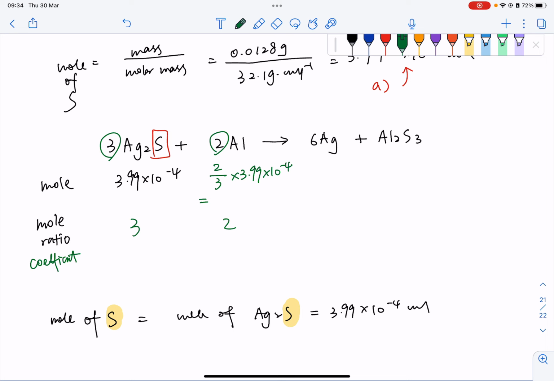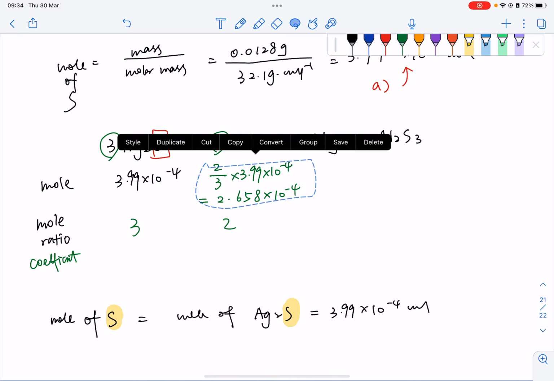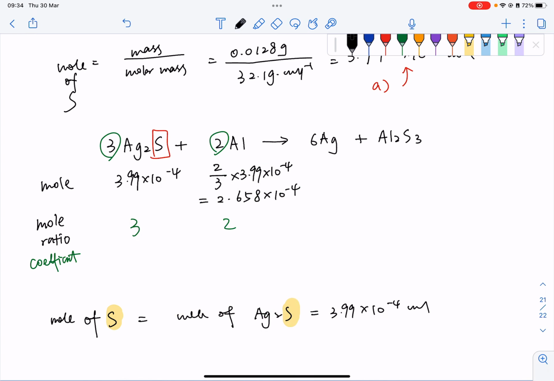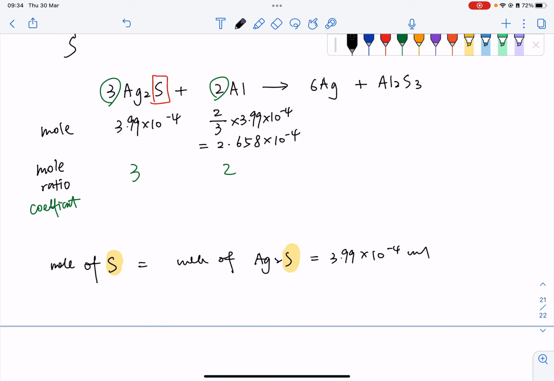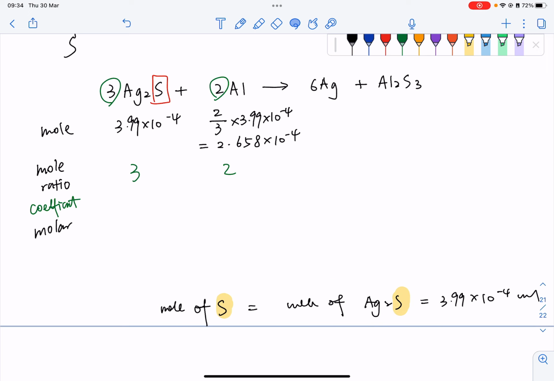So the mole here should be 2.658 times 10 to the power negative 4, right? Now, we have the mole of aluminum. Can we calculate the mass? If we want to calculate the mass, we will have to calculate the molar mass first, right?